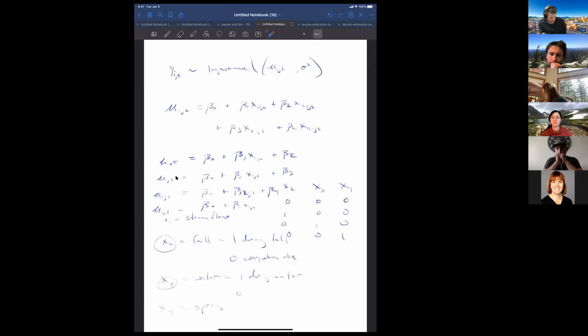Yes, the short answer is yes, but let's clarify that. So beta 2 is the difference in the intercept between fall and summer. And then beta 3 is the difference in the intercept between winter and summer. And we have spring and summer. Summer's all zeros, so all of these get zeroed out, and that leaves just beta 0.